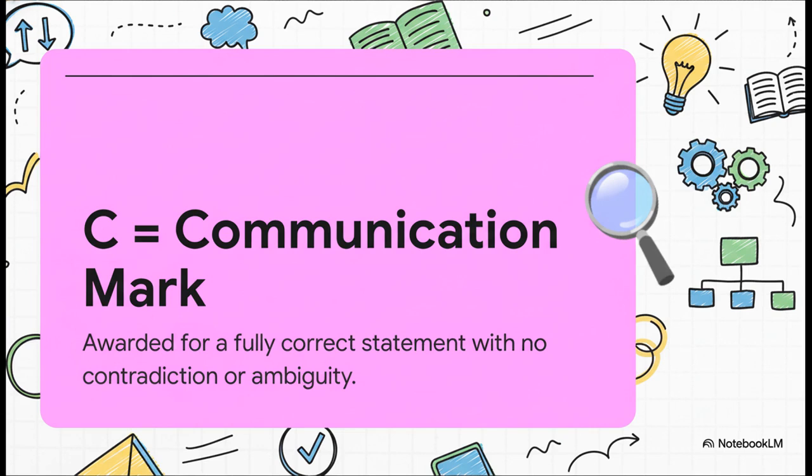And last but not least, the C mark. This one stands for communication. You get this for explaining your reasoning really clearly, with a statement that's spot on and can't be misinterpreted. We're going to see this one pop up in Part B of the question.